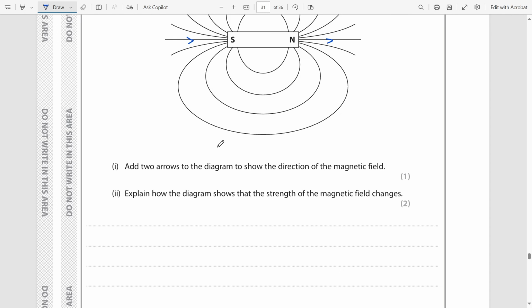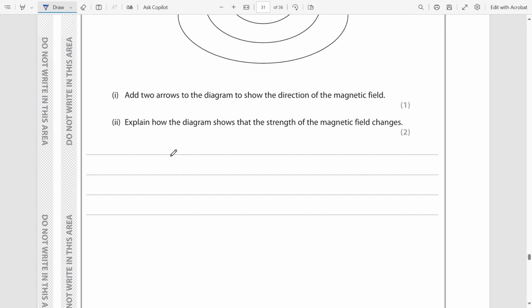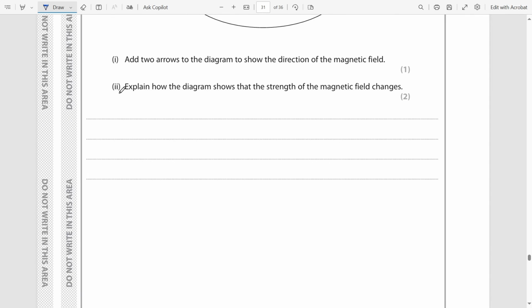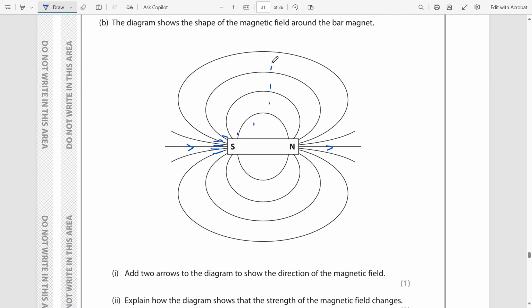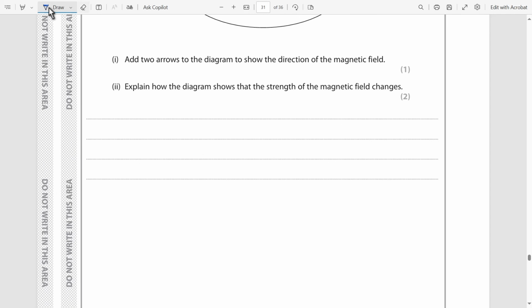Explain how the diagram shows that the strength of magnetic field changes. Guys, if you didn't know, the spaces between the lines determines the strength of the field. So if there's little space between the lines, that means it's really strong there, and it's really weak in the places where there are really big gaps. You see, like here, here, here, wow, big gaps.